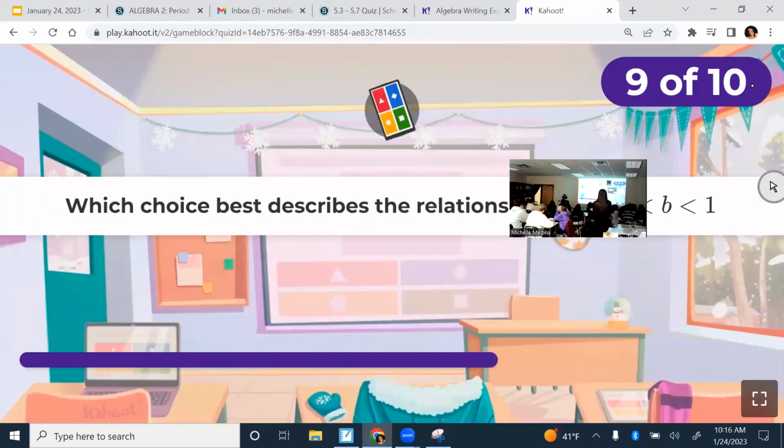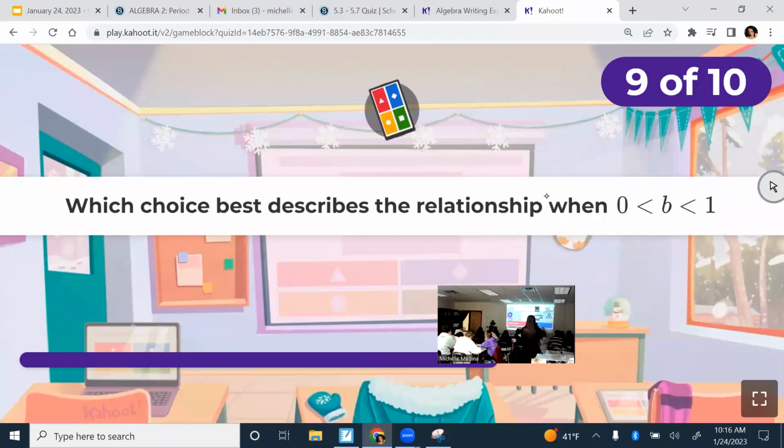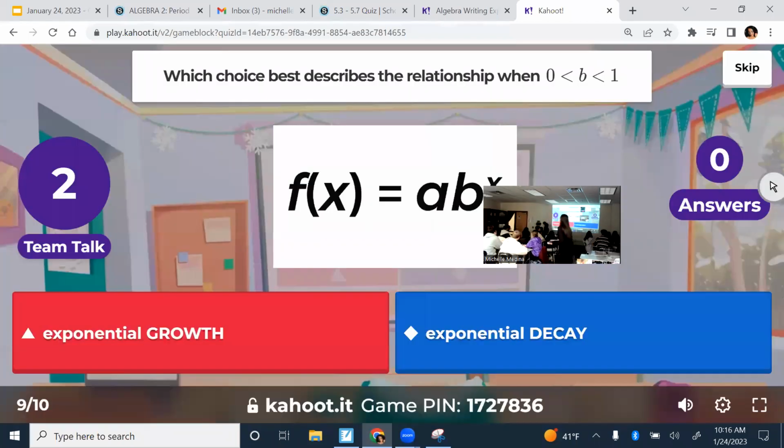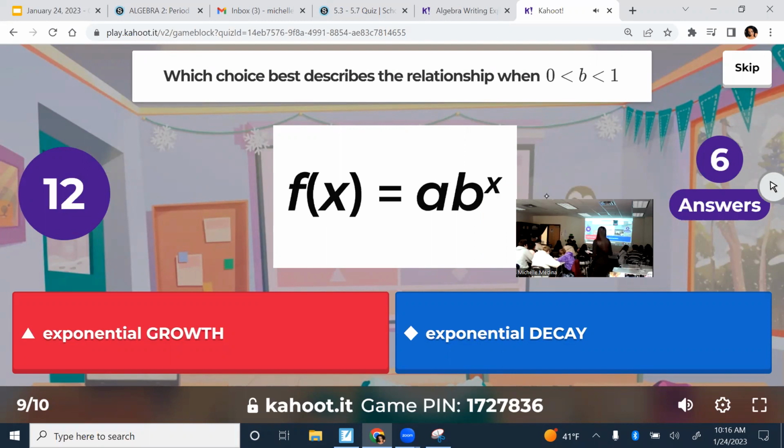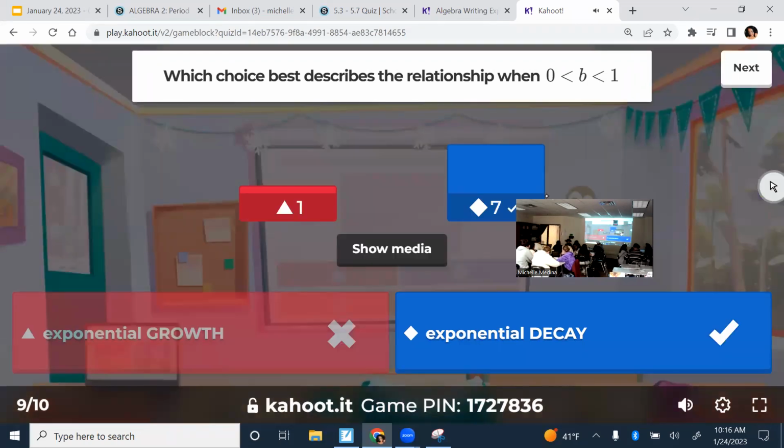Which choice best describes the relationship when B is between 0 and 1? That's what that means: 0 less than B less than 1. All right, good. When B is between 0 and 1, it's decaying. Questions there?